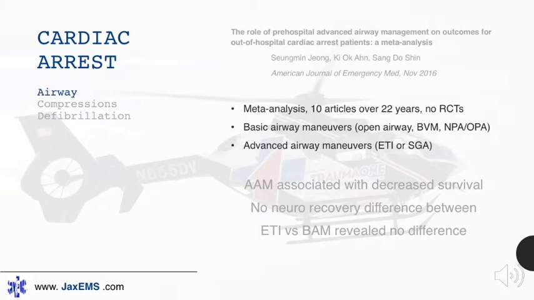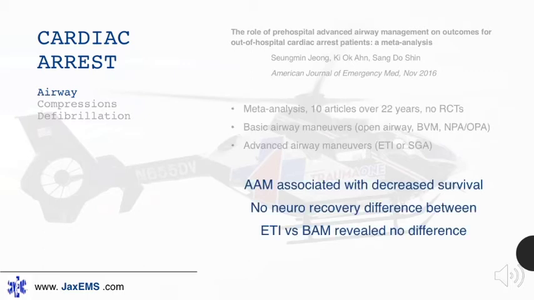So what they looked at is basic airway maneuvers, so opening the airway, bag valve mask, NPA, OPA, versus intubation or a supraglottic device. What they found was the advanced airway was associated with decreased survival. All right, so intubating was associated with decreased survival. There's no neurological recovery difference between the two. When they looked at just intubation and basic airway maneuvers, there was no difference. So again, with a lot of these meta-analyses, you get crisscrossing, overlapping outcomes, but they did have an outcome here that showed that advanced airway caused increased mortality.